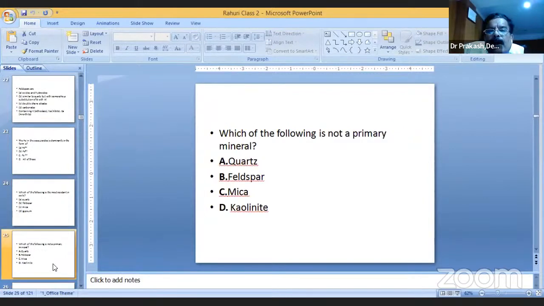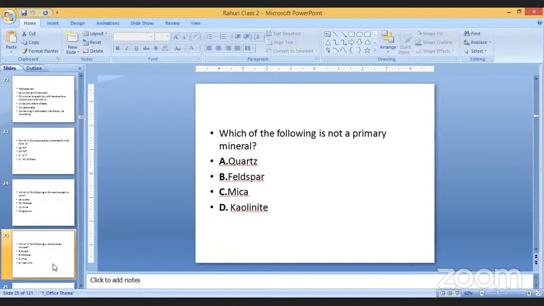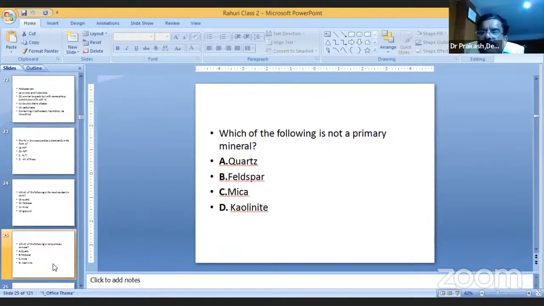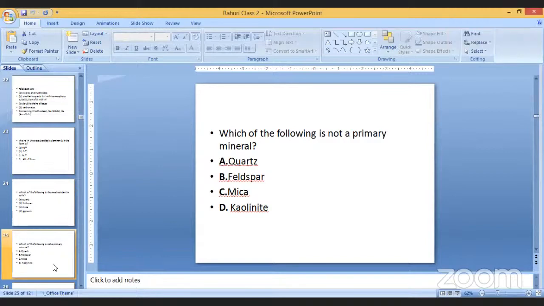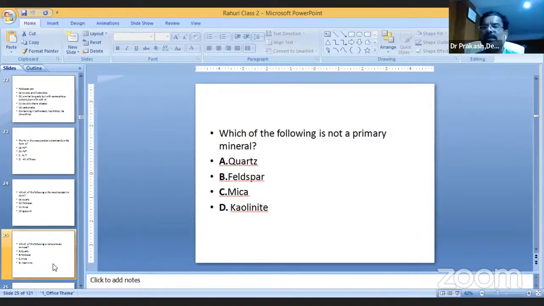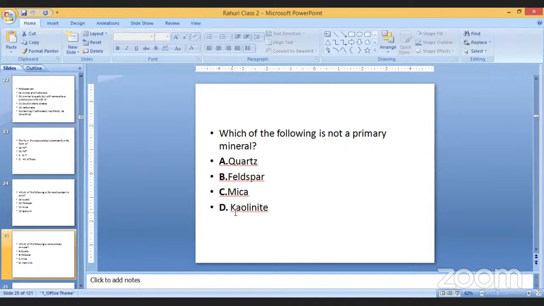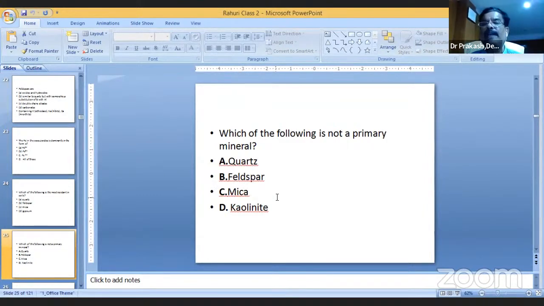Which of the following is not a primary mineral? Kaolinite. Kaolinite. Okay. Why? Kaolinite has been formed from feldspar, right? Yes, mica might have given the kaolinite. Yes, because quartz, feldspar, mica have been formed from magma directly, whereas kaolinite has been formed from weathering of feldspar under tropical conditions. Okay.